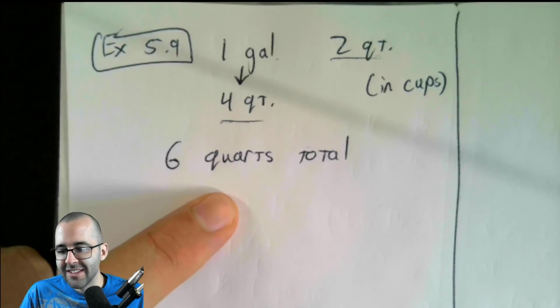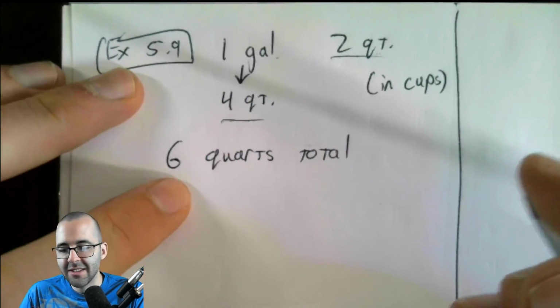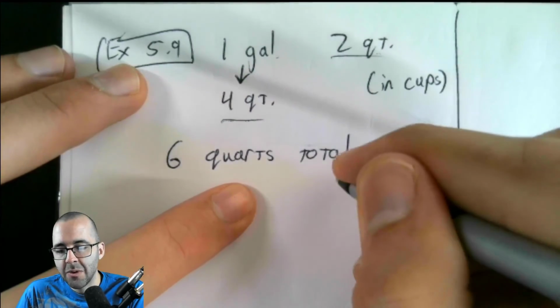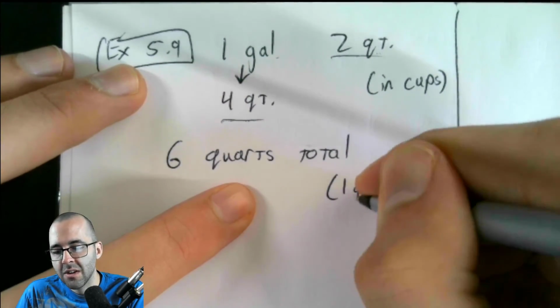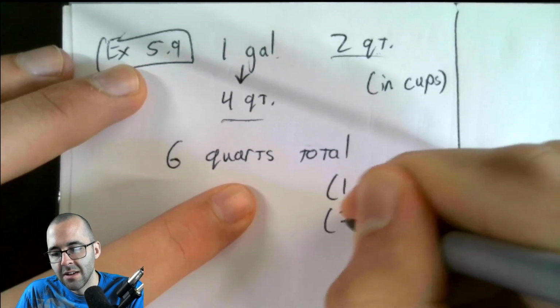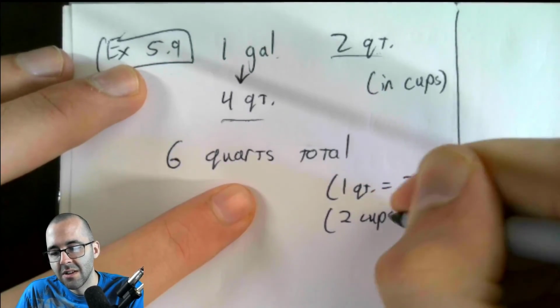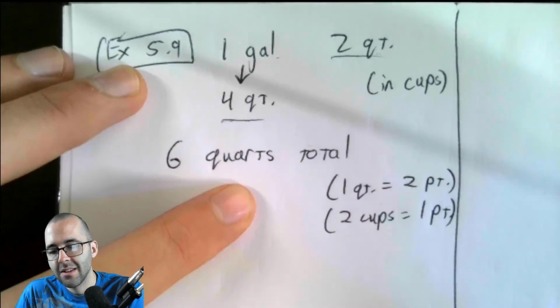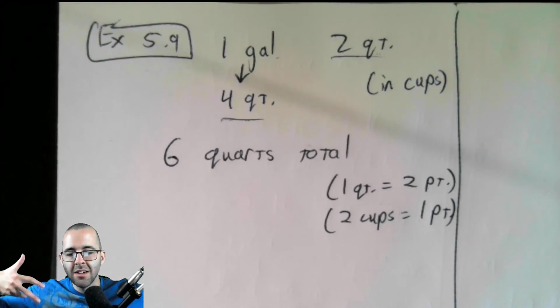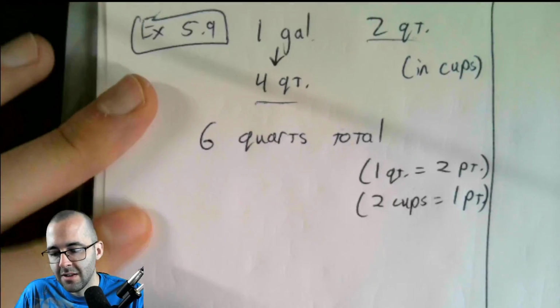All right. So we want to know how many cups this is. So now we just kind of go backwards, just like we did before, right? 1 quart is 2 pints, and 2 cups is 1 pint. We just relate things back and back and back on that table until we get where we need to go.